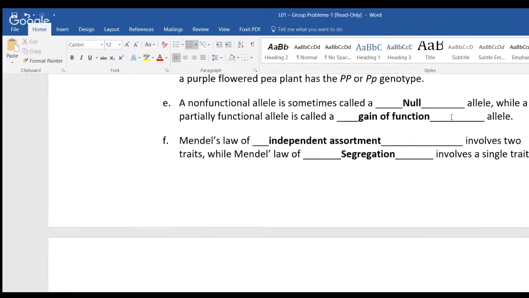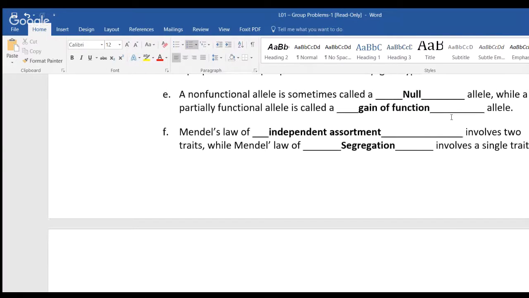Ones that can be changed, but they still act the same. So I think that it has to be the one that is different, which would be the gain-of-function allele.